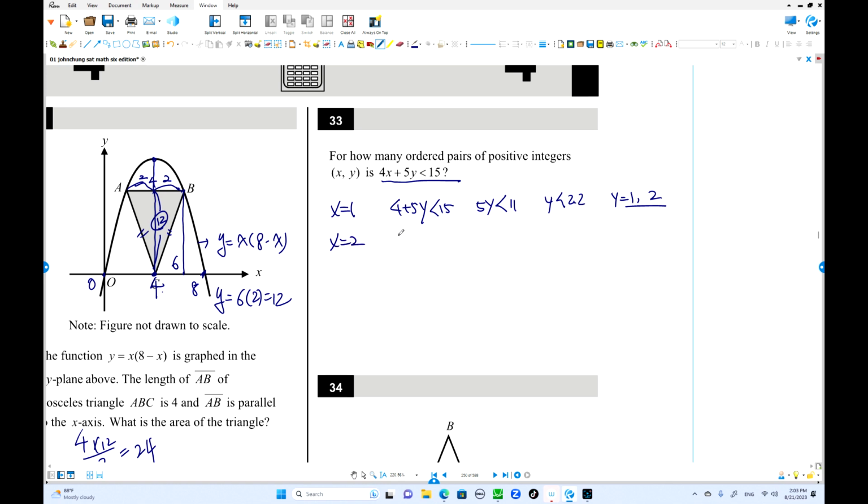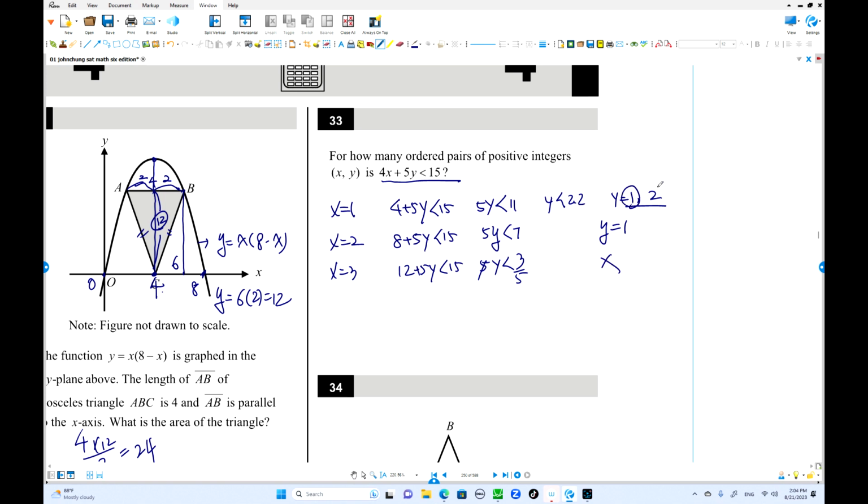When x is 2, that is 8 plus 5y less than 15. So 5y less than 15 minus 8, which is 7. So you can say y equals only 1 available, right? If y is 2, that is 10, greater than 7, not working. So x equals 3. This is 12 plus 5y less than 15. So 5y less than 3. This is divided by 5, 0.6. Y cannot have integers. Forget about this one.